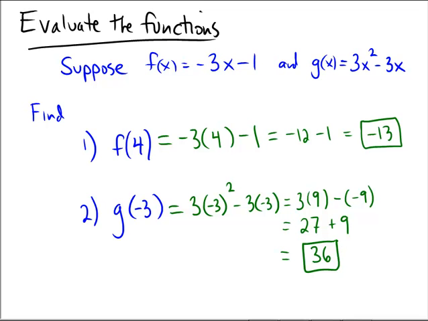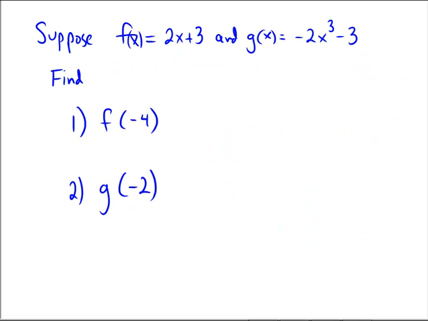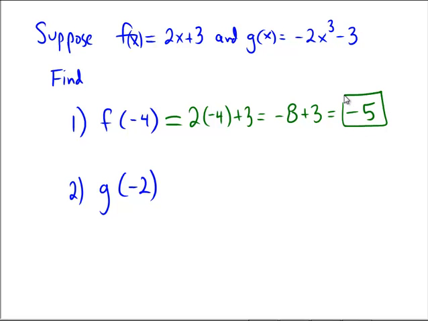So now why don't you try stopping the video for a second, pausing it, and seeing if you can do the same process I just did, but with these two new functions. So assuming you gave it a shot here, f of negative 4 would be 2 times negative 4 plus 3. In other words, it would be negative 8 plus 3, and that's negative 5.